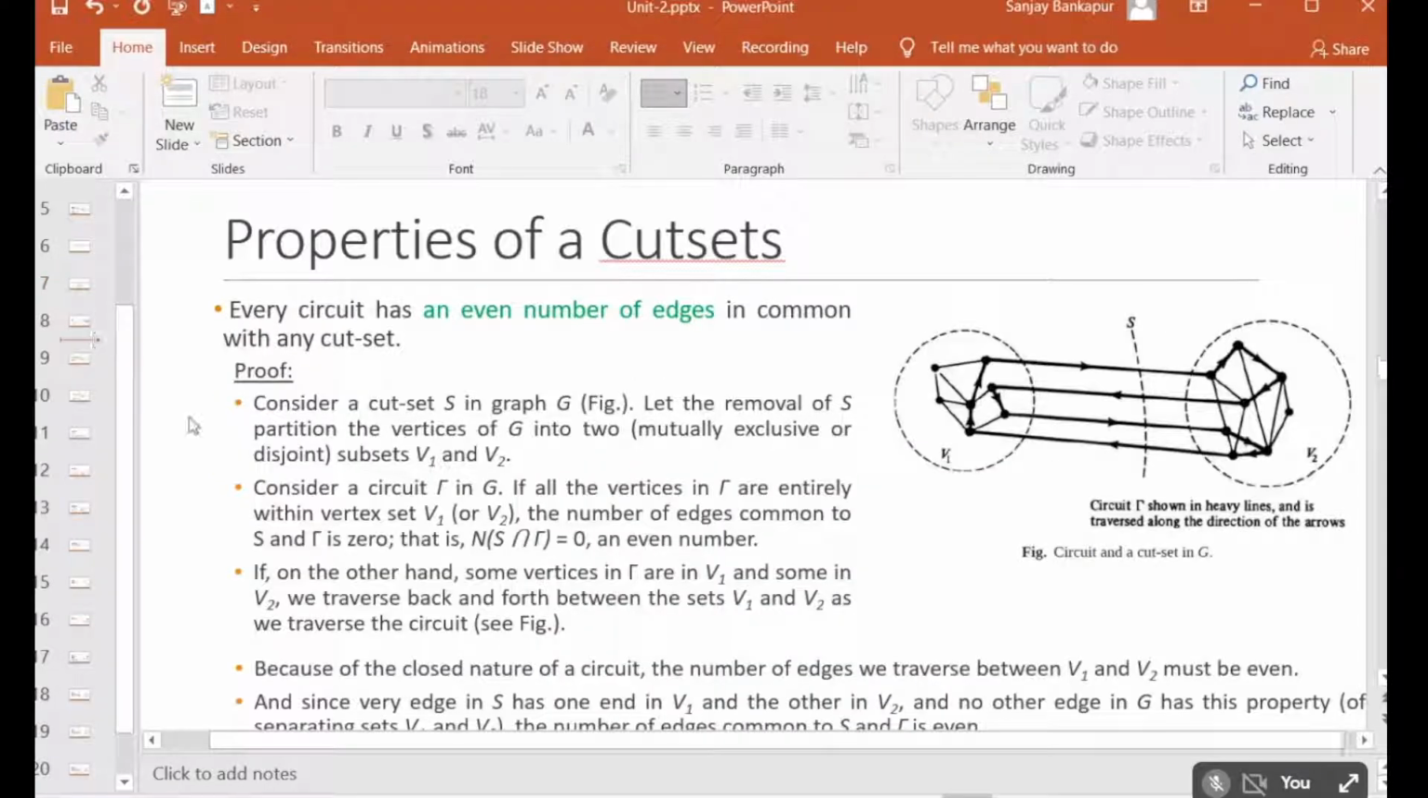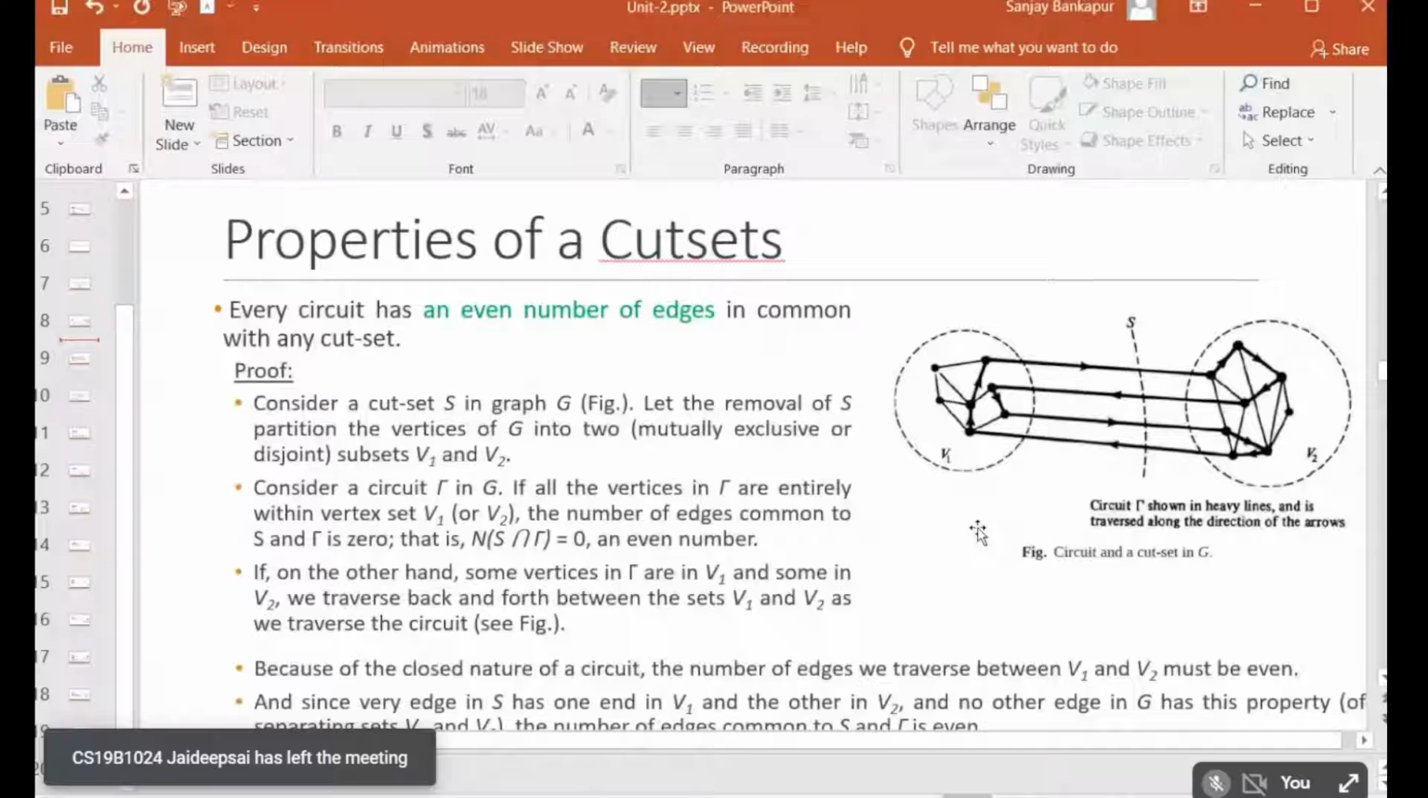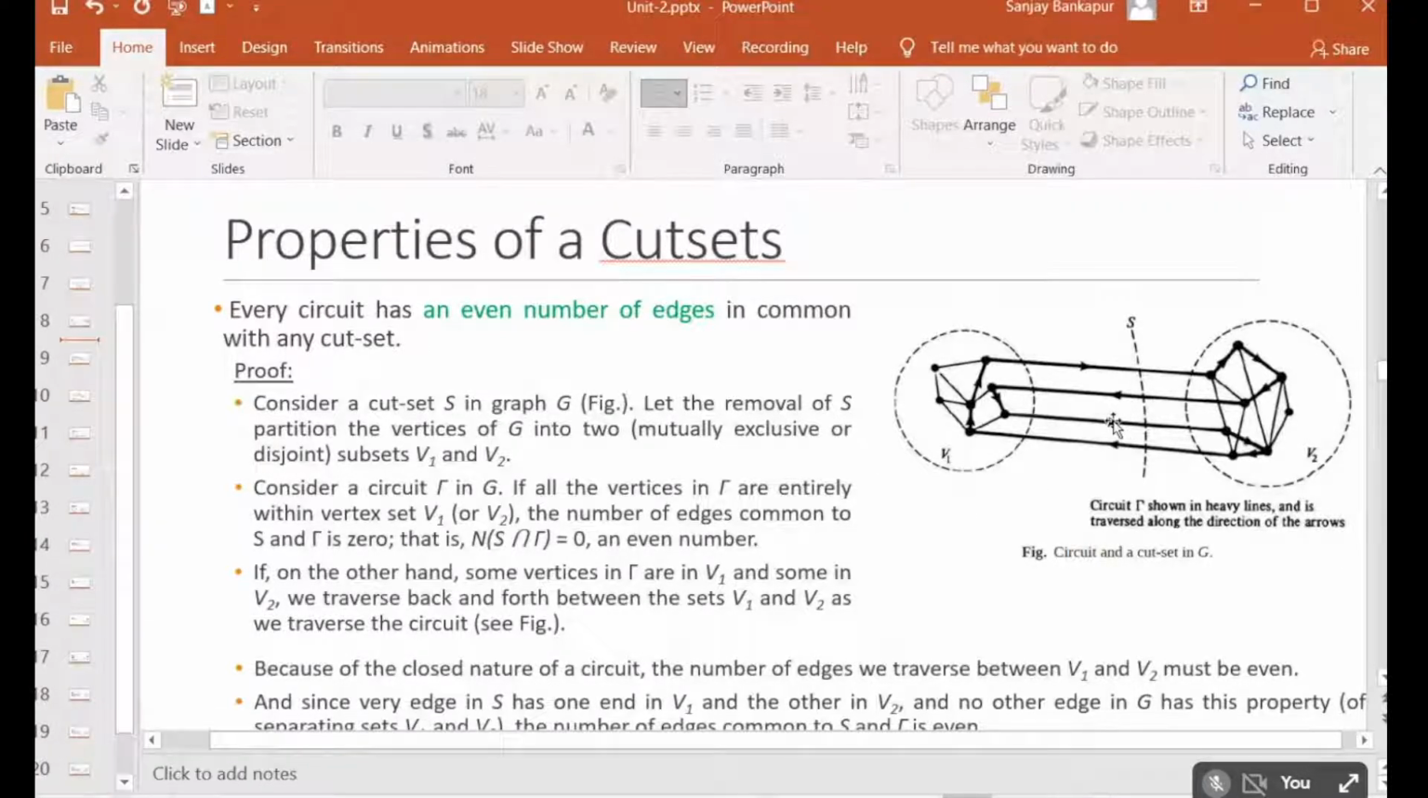So we saw all possible cases: the circuit edges being completely on one side and not belonging to the cut set, definitely the common is 0, which is again an even number. And the circuit spanning from one end to the other end, with the cut set having a few edges, and those few edges, if we look at them with respect to the circuit, are an even number. Right? Any questions with respect to properties of cut set?